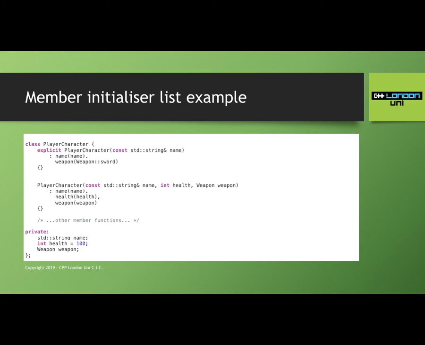One interesting thing is that in this first constructor, we haven't mentioned the health member. That doesn't mean that health is not initialized. What it means is that the compiler is instead going to use this value that we've given in the class body itself. So with the first constructor, after the constructor is finished, the name is going to be whatever the given name was, the health value is going to be 100, and the weapon is going to be a sword.